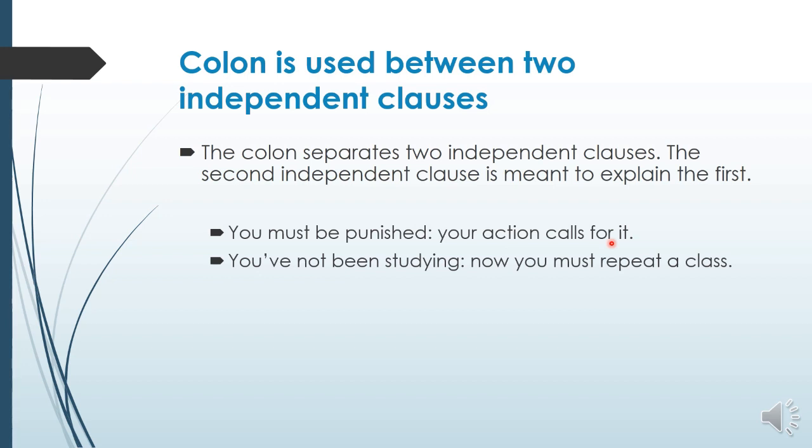You've not been studying: now you must repeat a class. You have the first independent clause, you've not been studying. The second, now you must repeat a class. So, because you have not been studying, you're going to repeat a class. Or you must repeat a class because you have not been studying. So you can see how the two independent clauses are very closely related. And in their relationship, the second independent clause explains or gives some more information about the idea in the first independent clause.